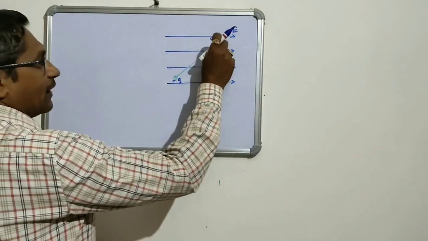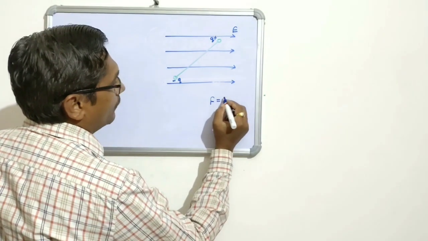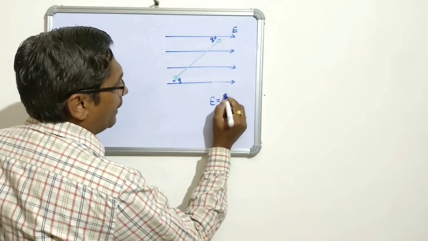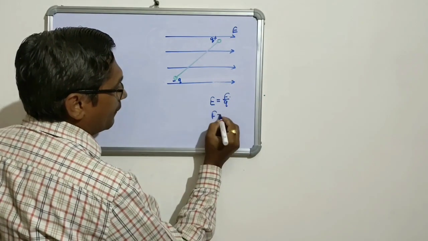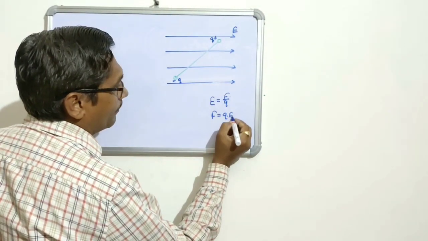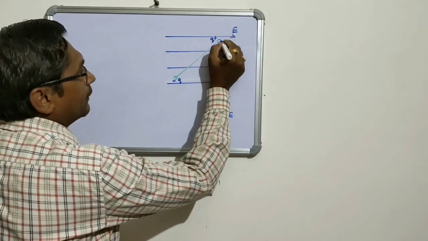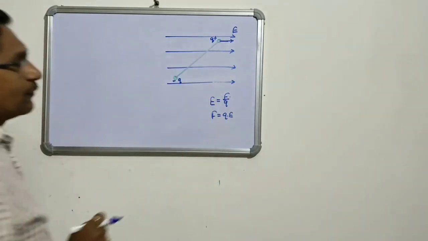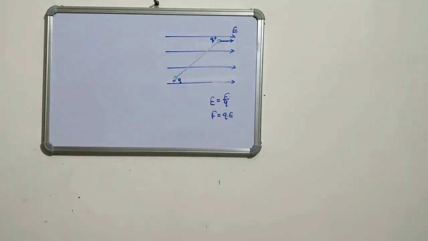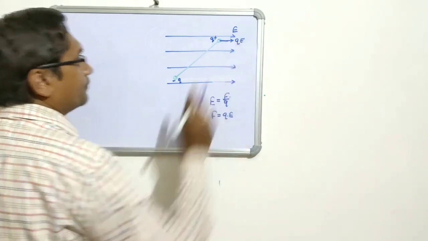Force applied on this charge can be found by E equals F upon Q, force experienced per unit charge. So F is equal to Q into E. Force acting on this charge is QE. It is acting in this direction because for the positive charge, electric force and electric field both are acting in the same direction. So QE.